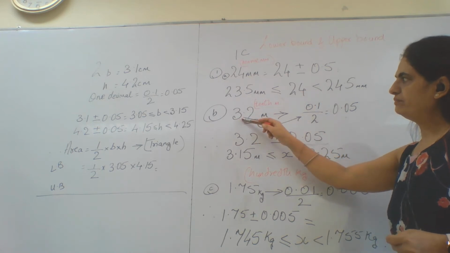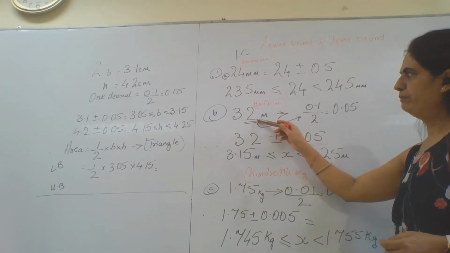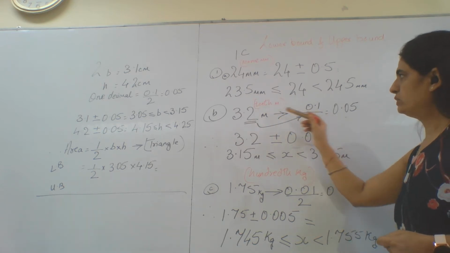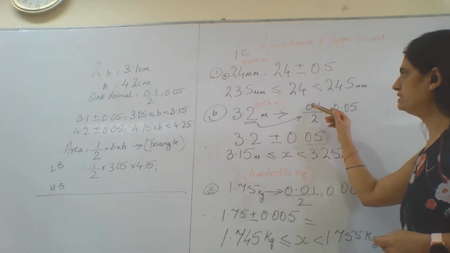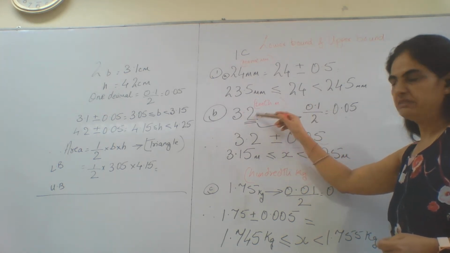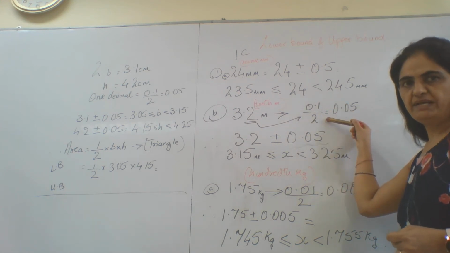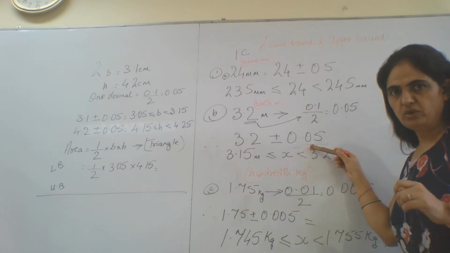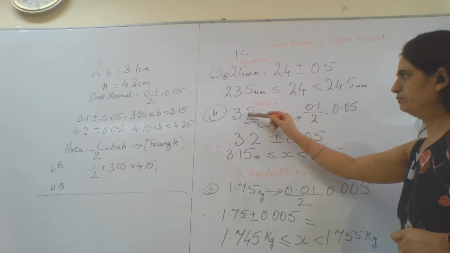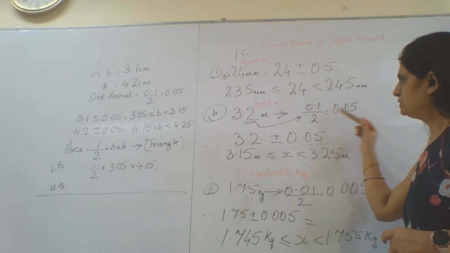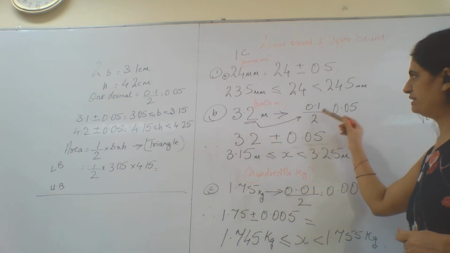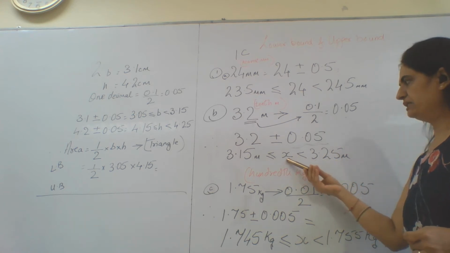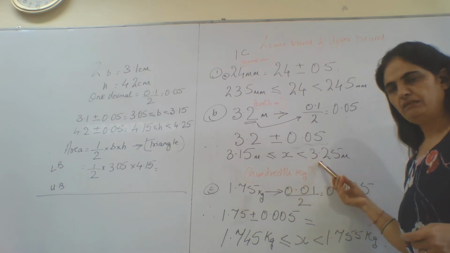Similarly, the B part says 3.2 meters to the nearest 10th meter. When you have a decimal number, there is one place after the decimal. So 0.1 divided by 2 will give you the number which you have to add and subtract. Always in a decimal number, look at the number of decimal places. So here 3.2 plus and minus 0.05 will give me the lower bound and the upper bound, and this also has to be written in a similar manner.